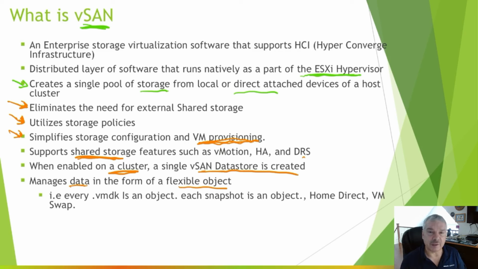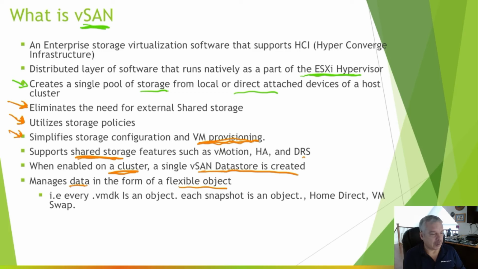So the vSAN file system is basically object oriented. So your virtual disk, the file that makes up your virtual disk, like your VMDK, your virtual machine snapshot files, the home directory, the virtual machine swap file, all those are objects on a vSAN data store, which is kind of transparent to you, to be honest with you, right? And we'll take a look at some of these objects in another video when we get a little bit deeper underneath the covers.